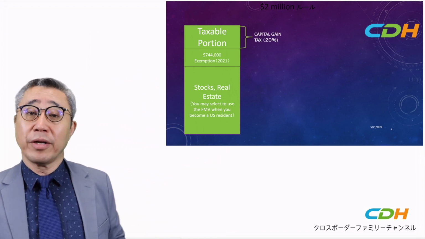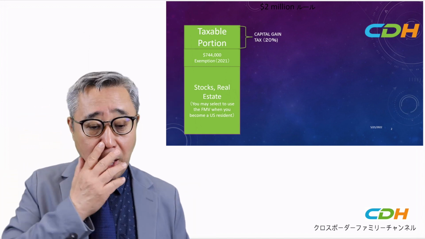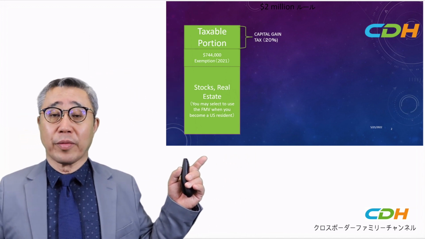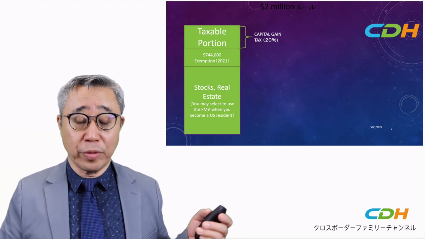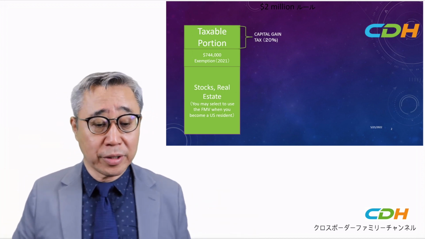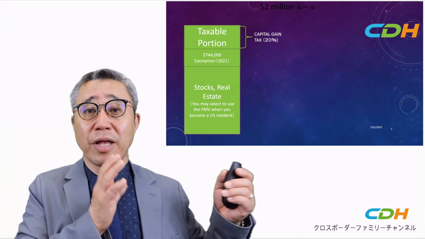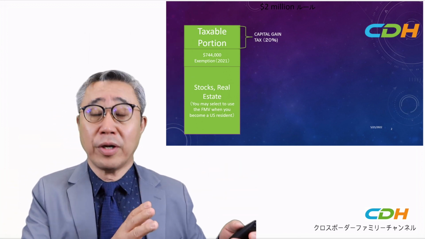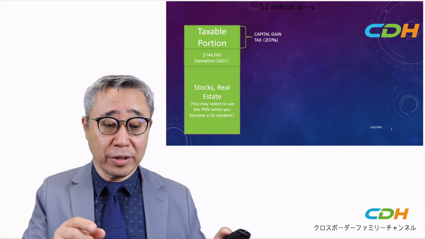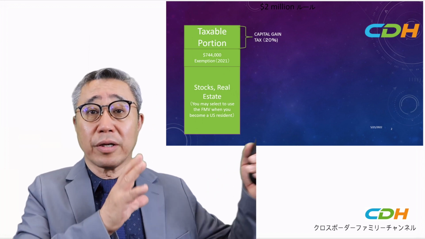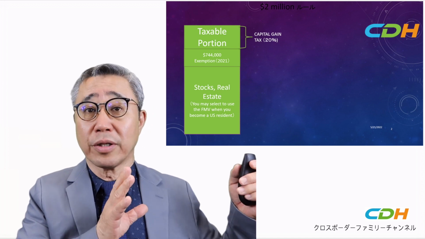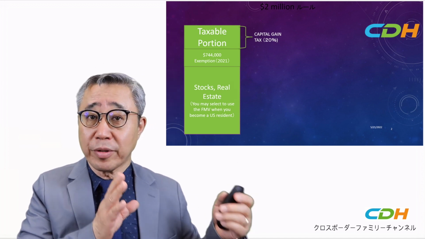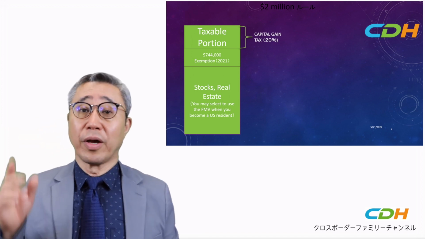I said capital gain tax 20%. Some people may have to pay 23.8%, of course, right? But the tax rate is not important here. I want you to understand the basic mechanism of this exit tax on the capital assets item. Okay?